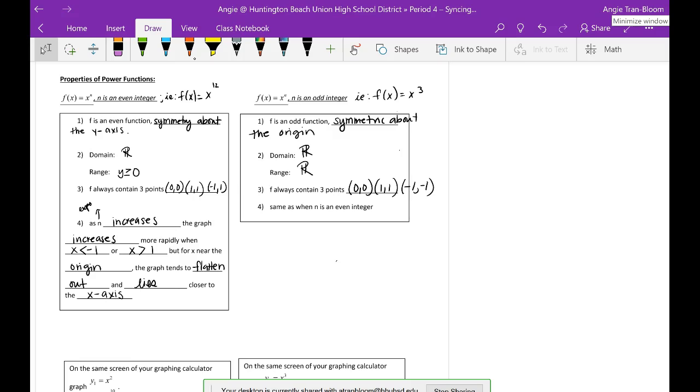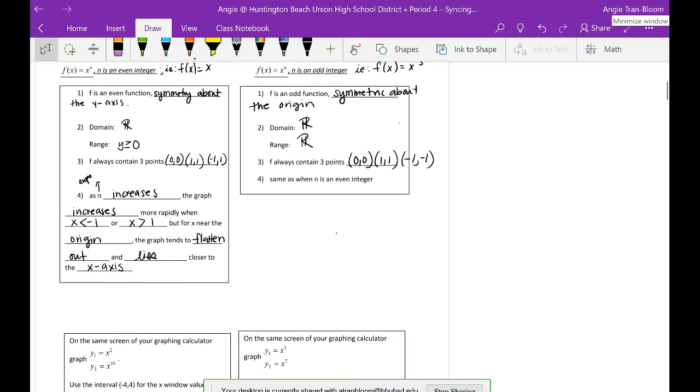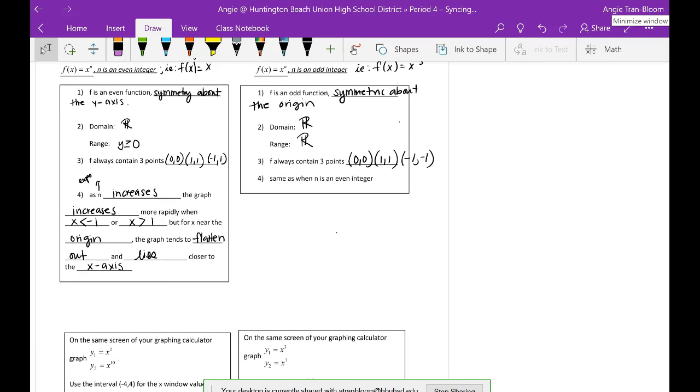So on the same screen of your graphing calculator, you and your team talk it out, work it out. Okay. Compare the 2 even functions. That's y equals x to the 2nd, or is that x to the 10th? And then plot it out there. I'm asking you to graph it using X window from where to where? -4 to 4 and hit graph, okay?